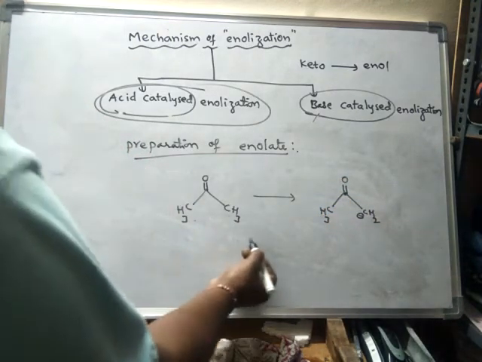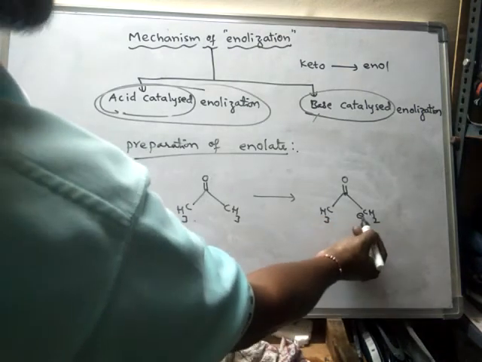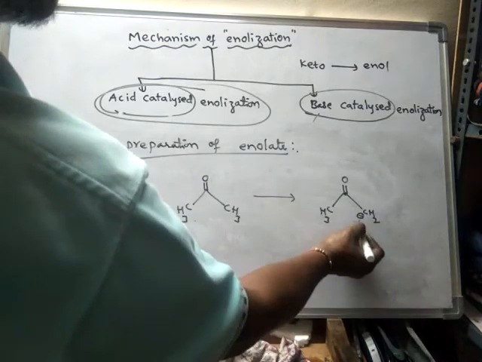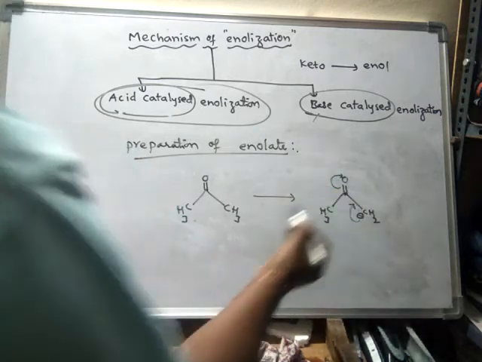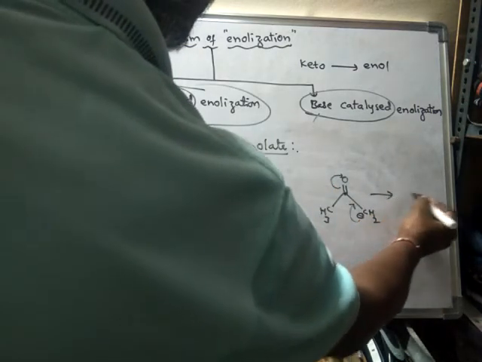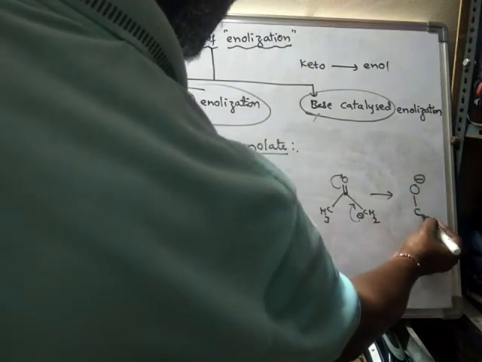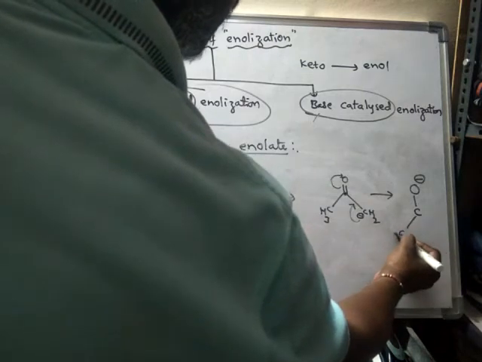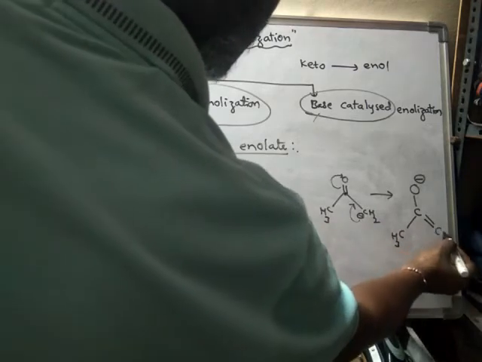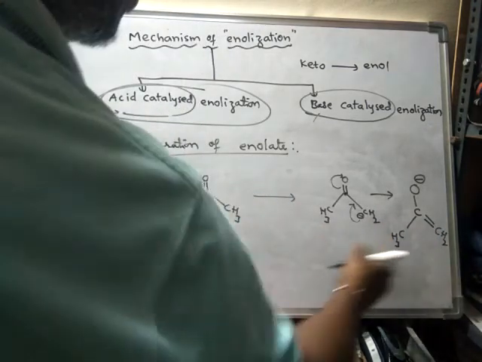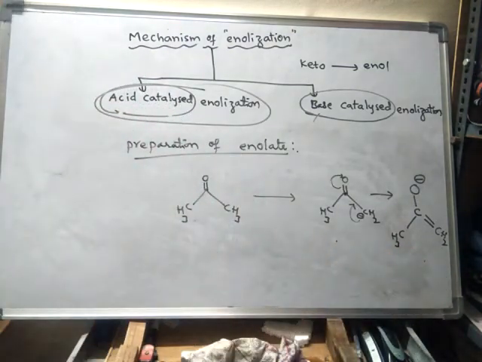So if it loses this hydrogen, it forms a carbanion. Slowly this anion will come here and this bond will shift here. It will convert into O minus, and a single bond is left over with carbon. So here CH3, and here a double bond is formed between this carbon and this carbon, and CH3 is present. Now these two are said to be enolate ions. This is one enolate ion and this is another enolate ion.